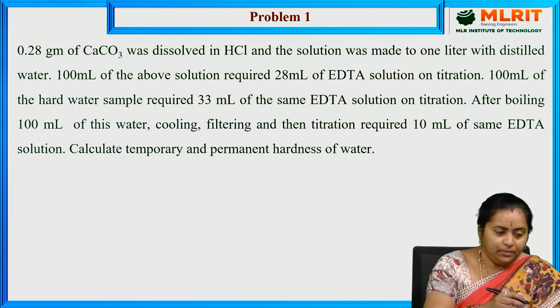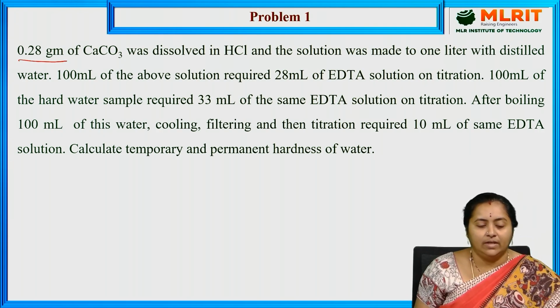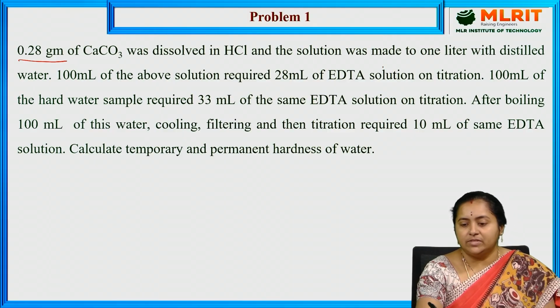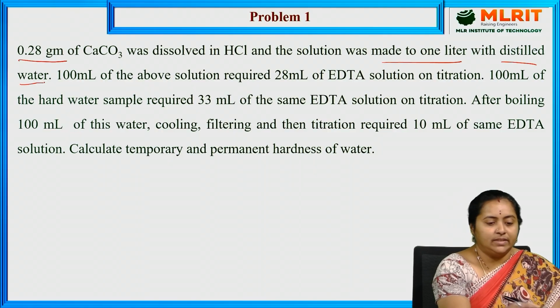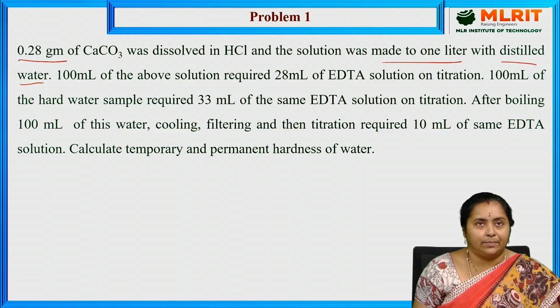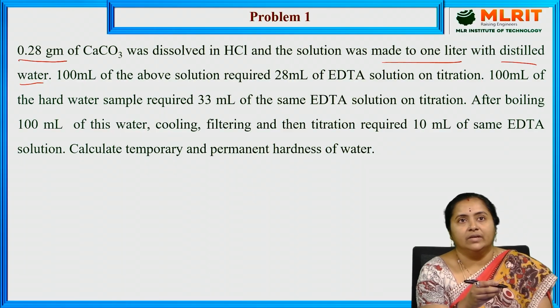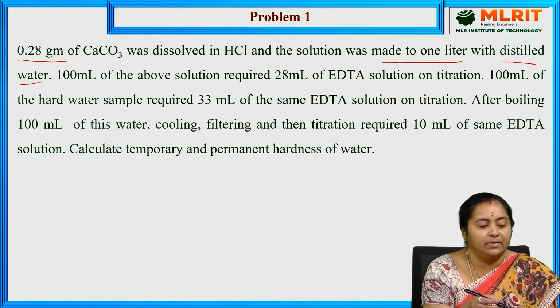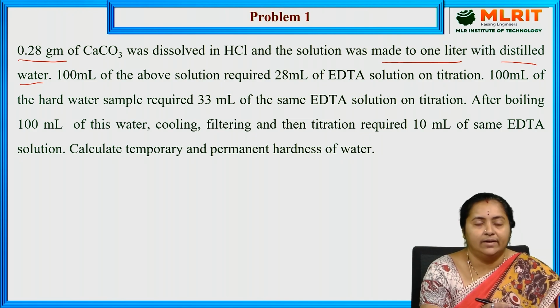Here the problem is given like this: 0.28 grams of calcium carbonate was dissolved in a very small amount of HCl, and the solution was made up to 1 liter with the help of distilled water. That means this is nothing but preparation of standard hard water solution, that is step 1 in the EDTA method. While estimating the hardness of a given water sample, the experimental procedure has 4 different steps. Step 1 is preparation of standard hard water solution.